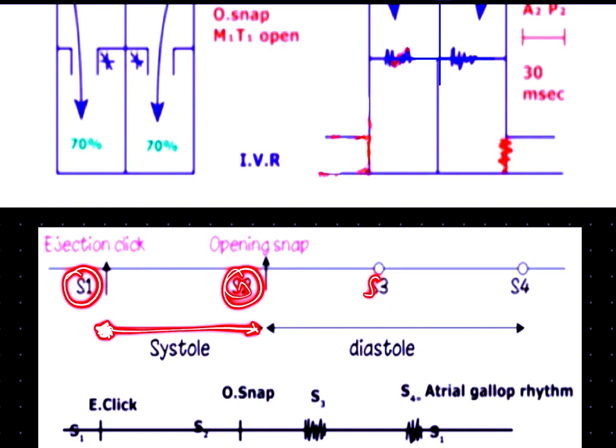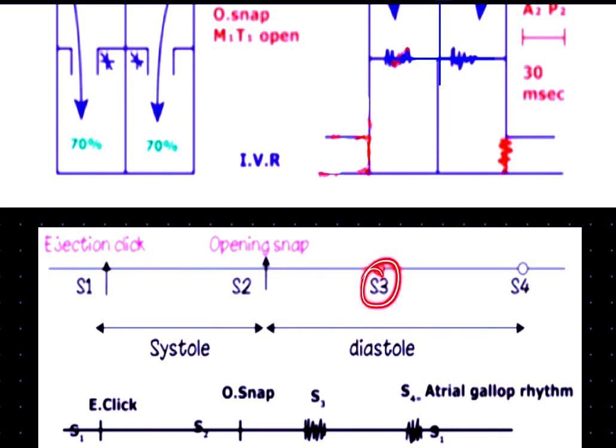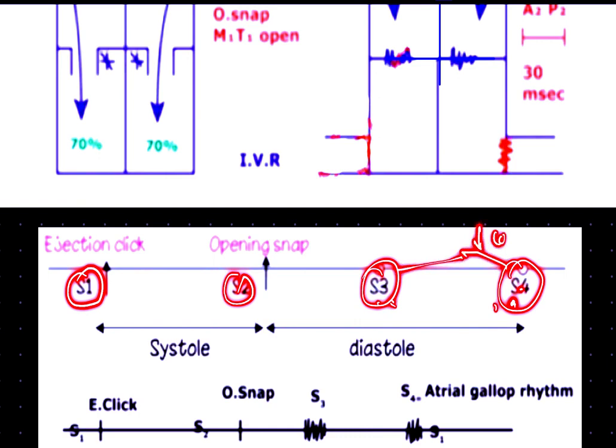Now talking about S3 and S4, the thing that we need to know here is, what are these? These are low pitch heart sounds. Other than these two, S1, S2 and everything else are not low pitch, and another condition is also there, which we'll mention later on. So S3 and S4 are low pitch.